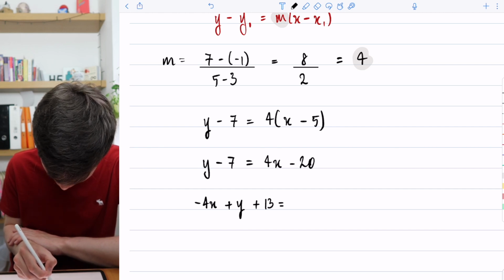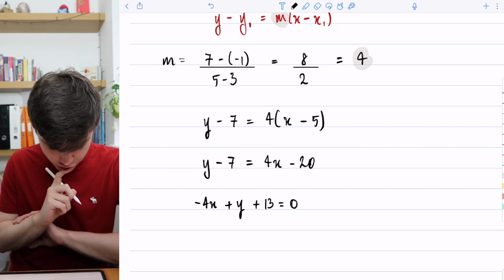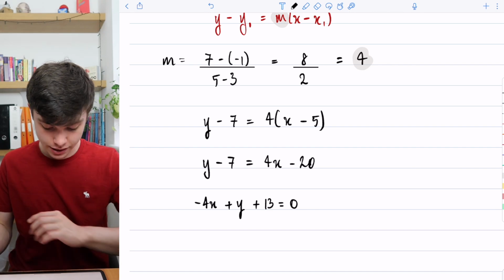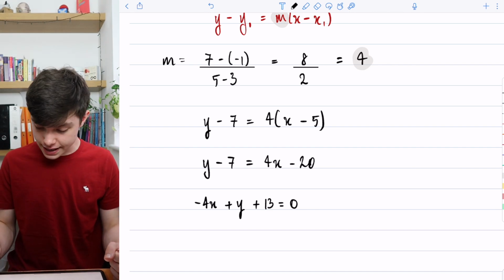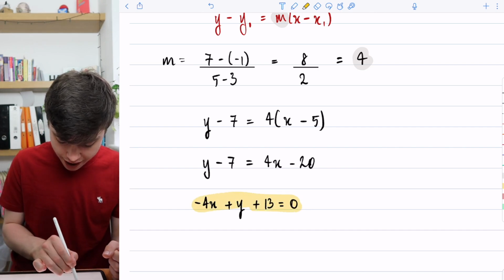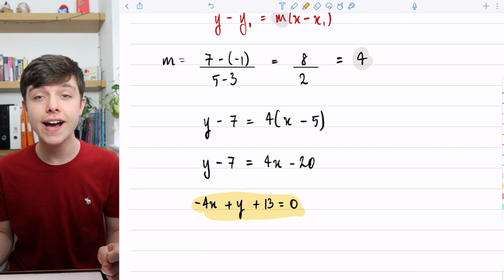Is that correct? I think so. 20 minus 7 is 13. Yes, so that is the integer form of our straight line. So that is then your final answer.